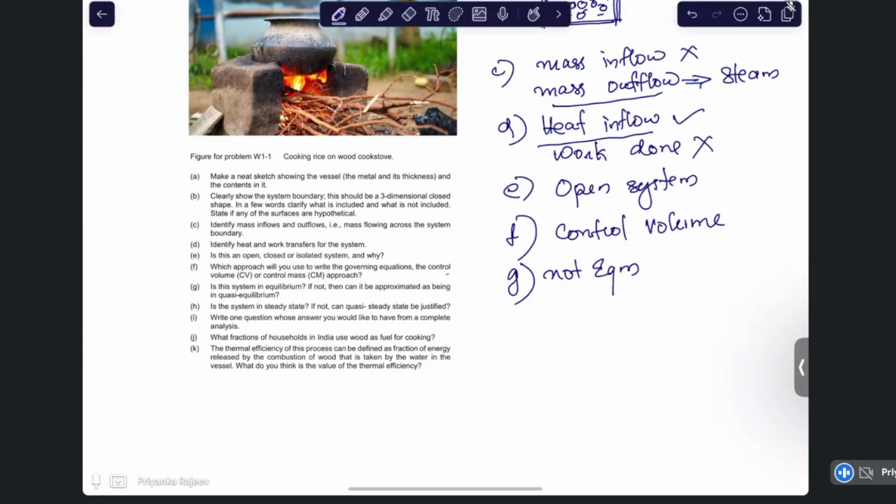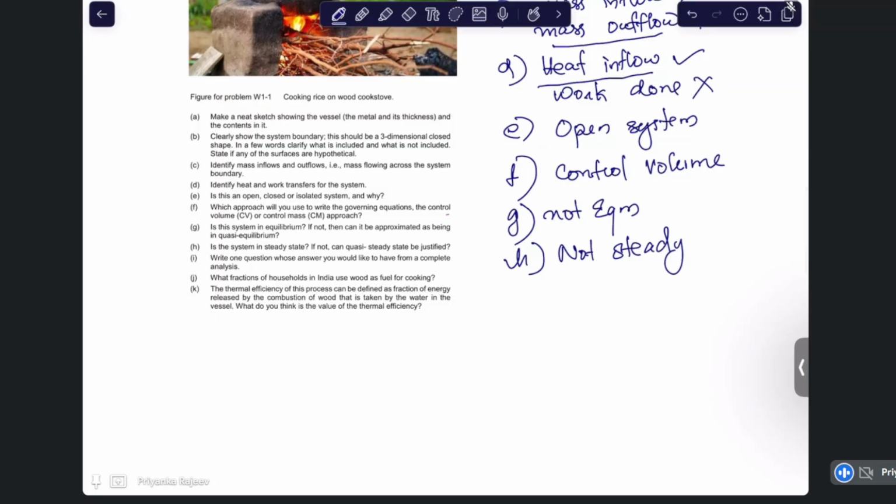Then, is the system in steady state? If not, again, can you approximate it as quasi steady state? It is not steady state, because of the heat and mass transfer that is happening, that is changing with time. If you measure the amount of water inside the vessel at t equal to t1, and then measure it after some time, say 5 minutes, at t equal to t2, a different time point, you can see that the mass of water inside the vessel is different.